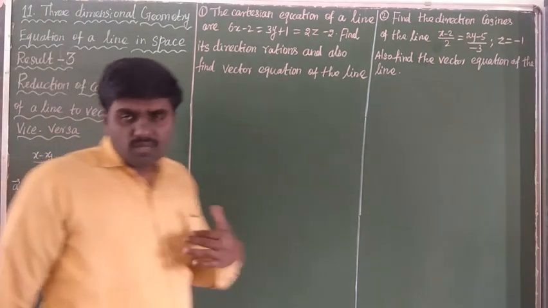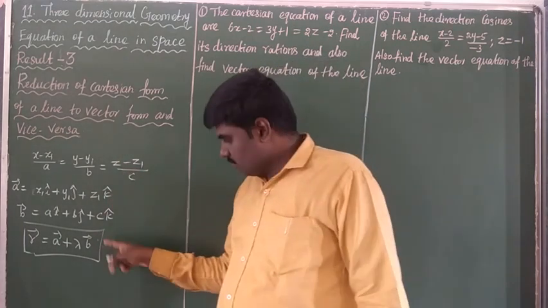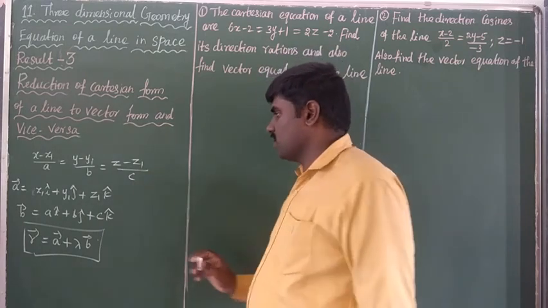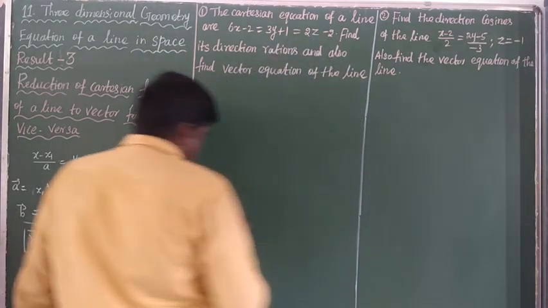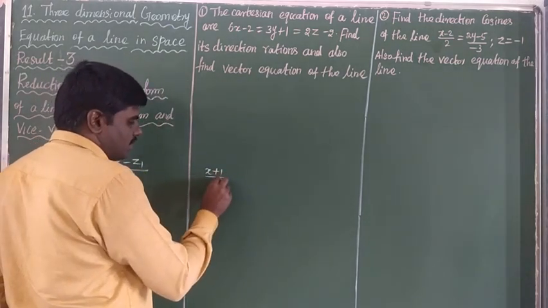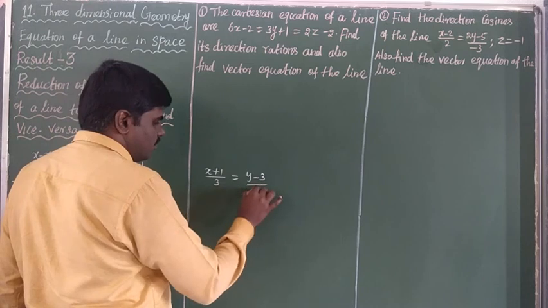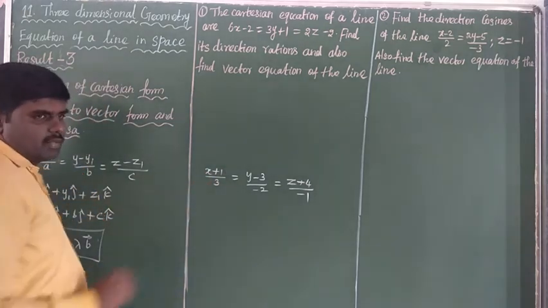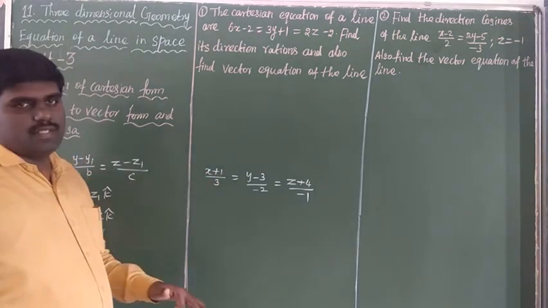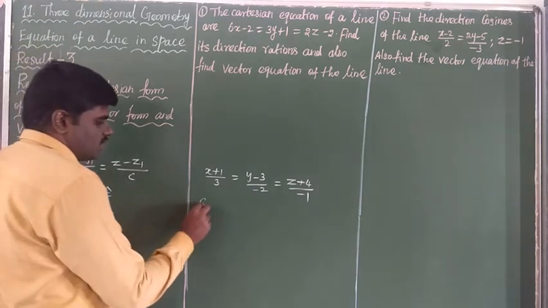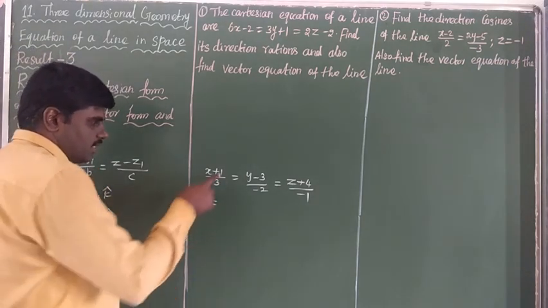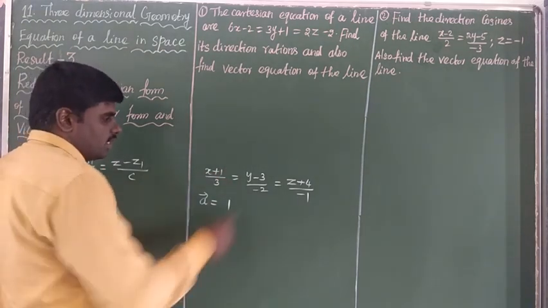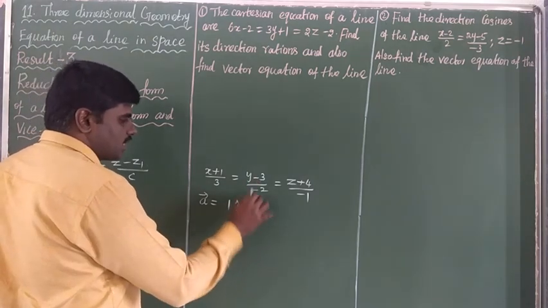So you convert the Cartesian form to vector form, and it is easily converted. Based on this concept, a small example. I will write one Cartesian form of the equation: x plus 1 divided by 3 is equal to y minus 3 by minus 2 is equal to z plus 4 by minus 1. Is that clear? This is a Cartesian form of the equation. Now I convert it to vector form. What's the a vector? What are the points?